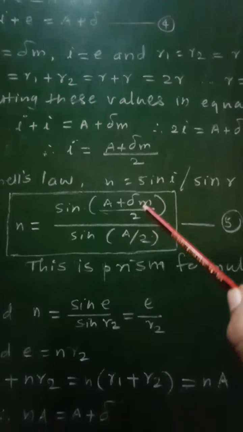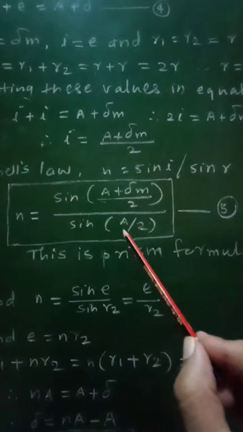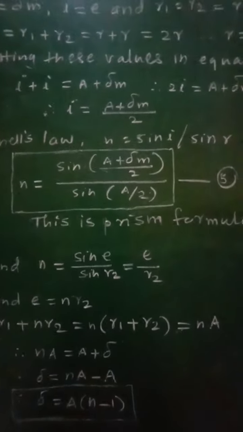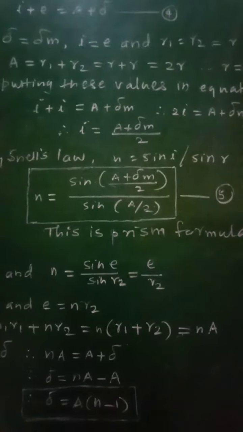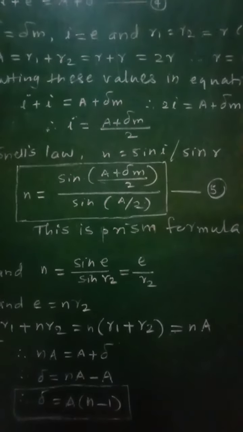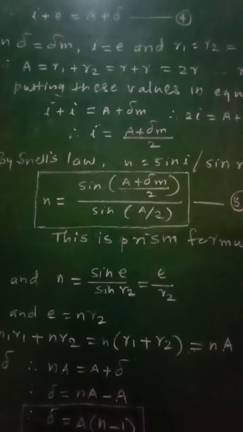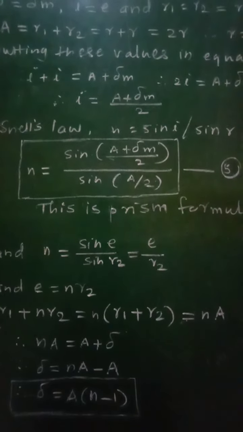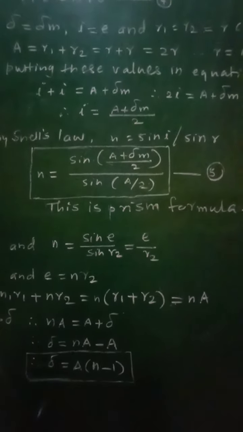I is A plus delta upon 2, and therefore sin of A plus delta M upon 2 divided by sin R. R is nothing but A upon 2, and therefore we will get sin of A by 2. So this is equation number 5. N is equal to sin of A plus delta M upon 2 divided by sin of A by 2, and this is the prism formula which gives the value of the refractive index of the material of that prism, that is N is equal to sin of A plus delta M upon 2 divided by sin of A by 2. So this is the prism formula.